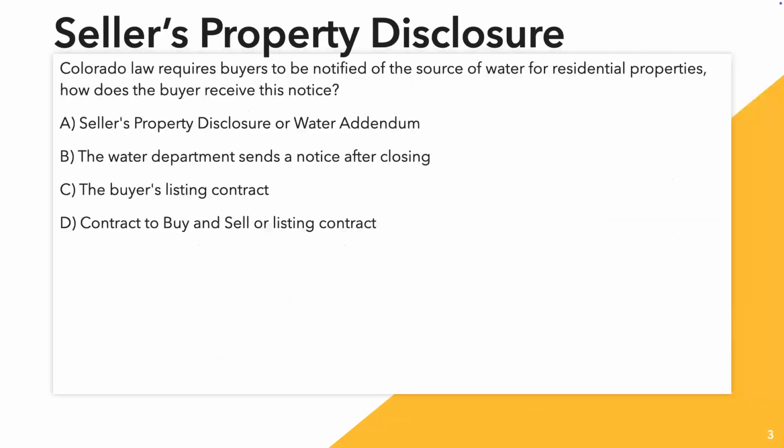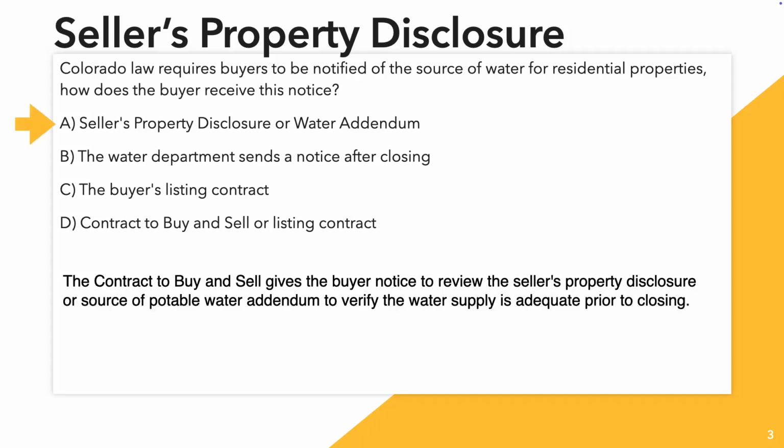Your first question: Colorado law requires buyers to be notified of the source of water for residential properties. How does the buyer receive this notice? Well, it's not a trick question. You're just like, well, Charles, we're on the seller's property disclosure. So hopefully you jump to A. The contract to buy and sell gives the buyer notice to review the seller's property disclosure or the source of water addendum.